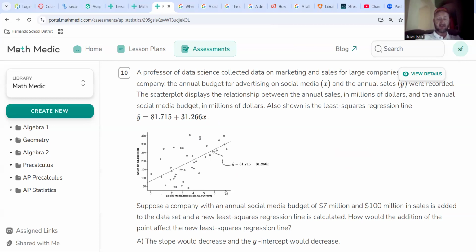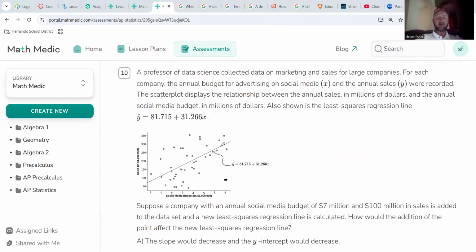Okay. And so suppose a company has an annual budget of 7 million right here. So somewhere right here, okay, let's get it exactly. And 100 million in sales. Here's 100 right here. So let's match up 7 and 100. So let's say I put a dot, and I'm going to put it right about here, somewhere right there.